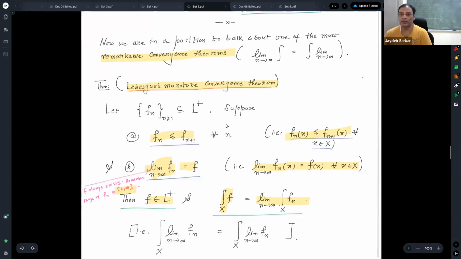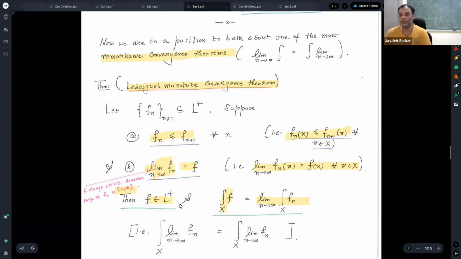So I remind you of the MCT, what we call Lebesgue's monotone convergence theorem. Very simple. It says if you have a sequence of non-negative measurable functions on X, the value could also assume infinity. And if the sequence is increasing, and if you assume the limit of Fn is f, as you know, it's pointwise. We are always talking about pointwise. Then this f is in L plus.